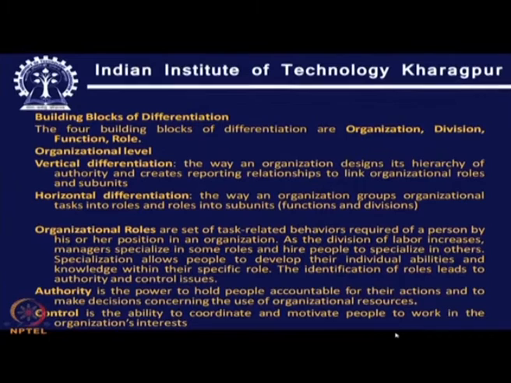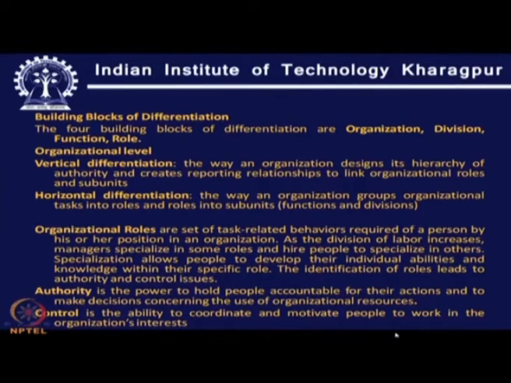So, how employees are placed in the hierarchy, who reports to whom, and what the authority is, how it is designed at each level of the organization. These are parts of vertical differentiation. When we are talking of horizontal differentiation, it is the way in which an organization groups tasks into roles and roles into subunits. So, what are the things which are there at a similar level in the organization?